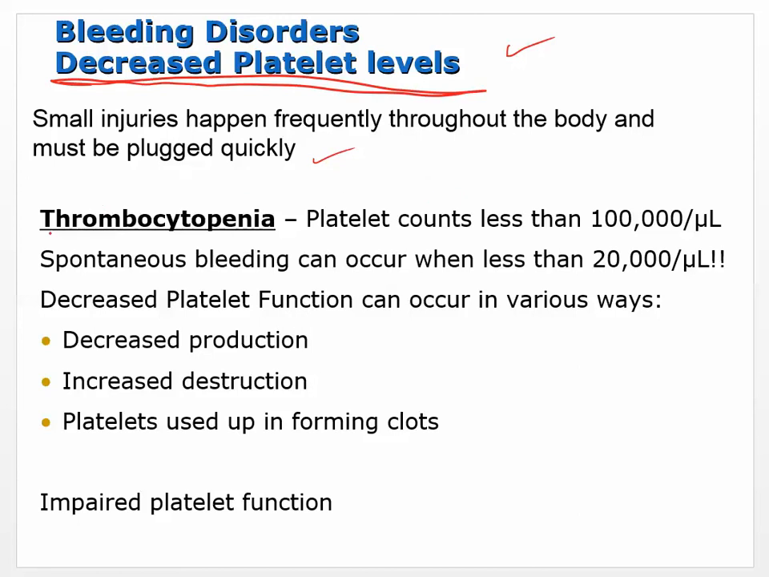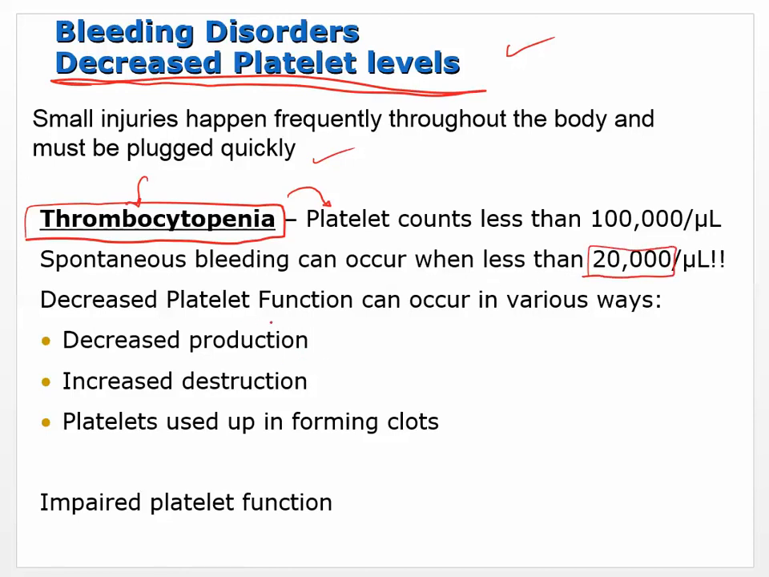However, if for whatever reason you have thrombocytopenia, okay, thrombocytes are platelets, penia means not very much of it in the blood, and so you don't have very many platelets in the blood. So that's a platelet. Thrombocytopenia is a platelet count less than 100,000 cells per microliter. So spontaneous bleeding can occur when less than 20,000 cells per microliter.